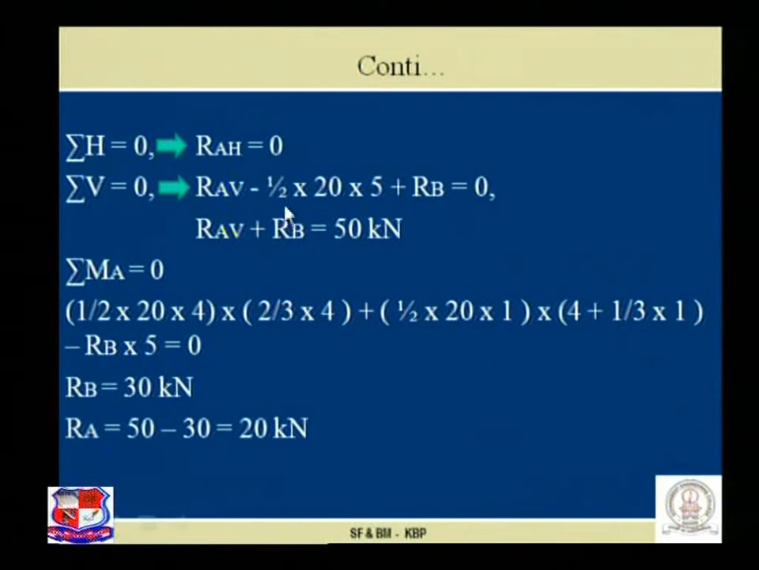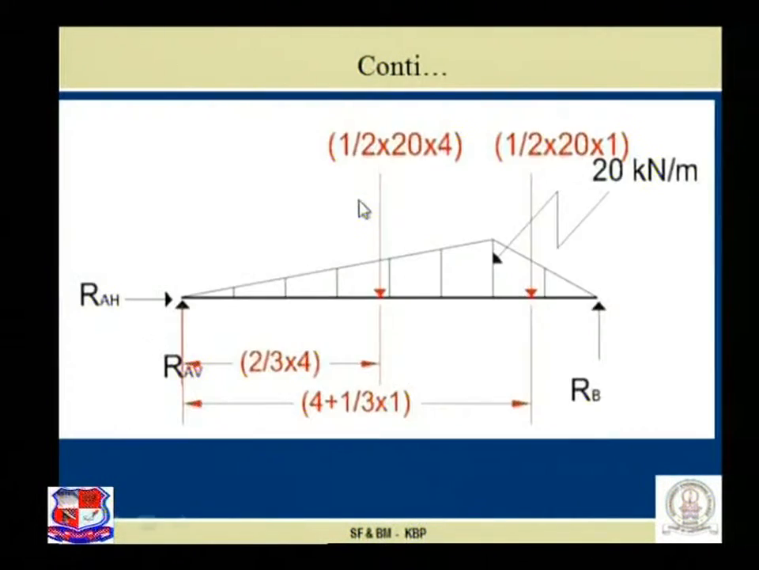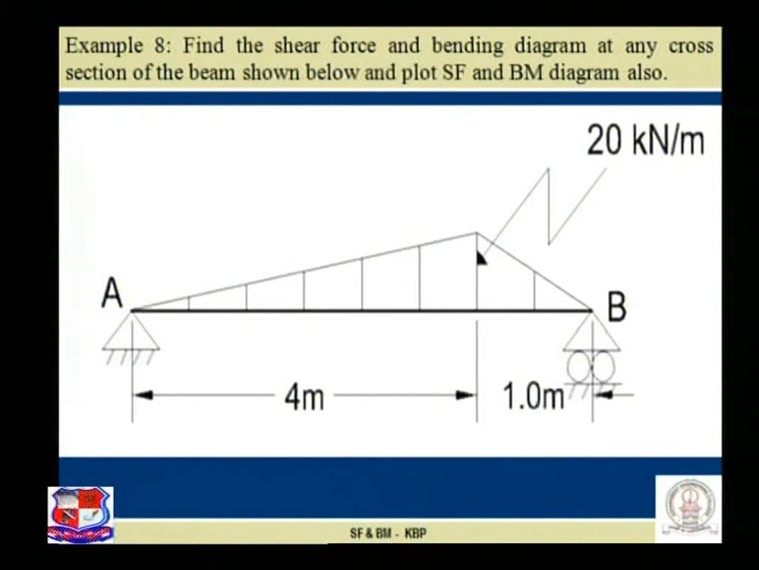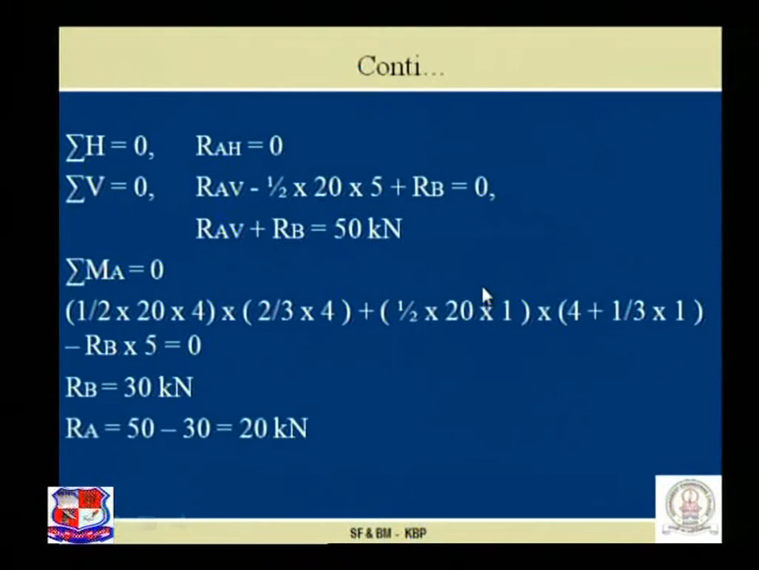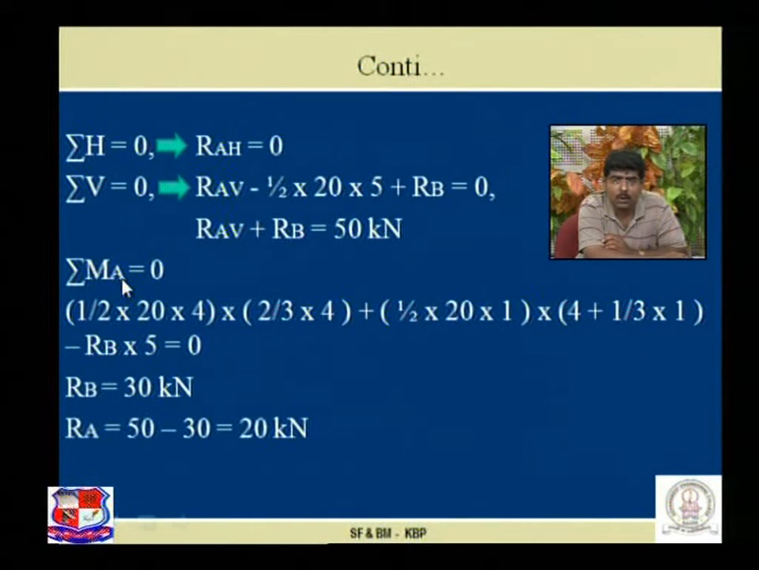and we achieve RAV plus RB is equal to 50 kilonewton. How is this achieved? Half into 20 into 5. For that you have to refer to the previous figure. Triangle is there, so half into 5, 5 meter is the total length, 20 is the ordinate, so area of triangle. Next, see these equations, RAV and RB, the two unknowns. Hence we require another third condition, that is sigma M at one specific point is equal to 0.